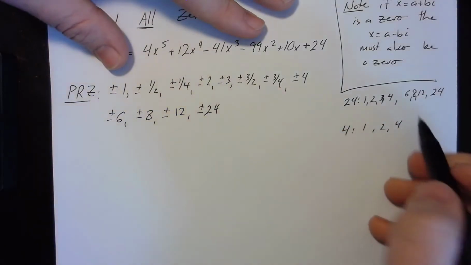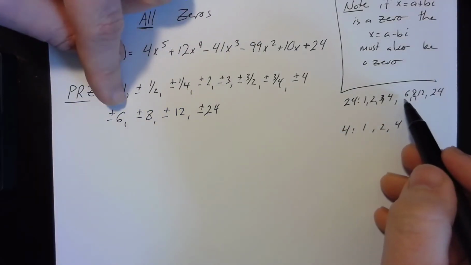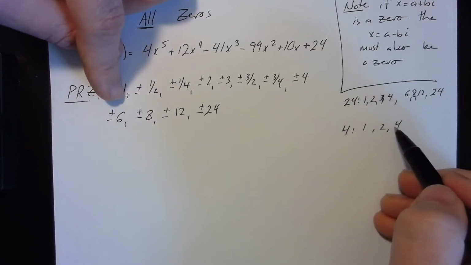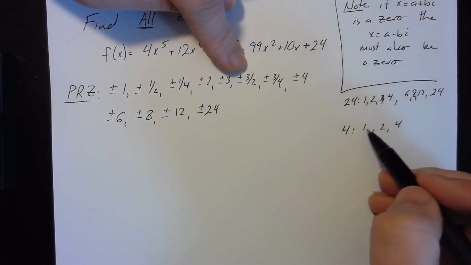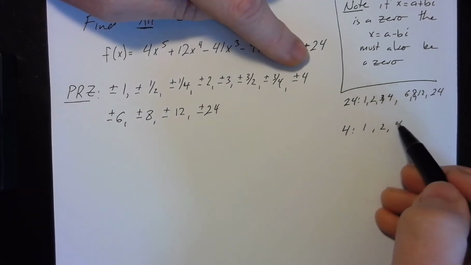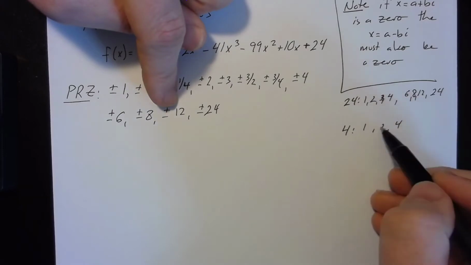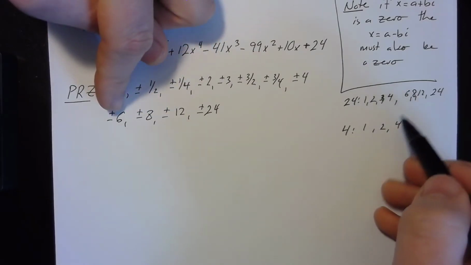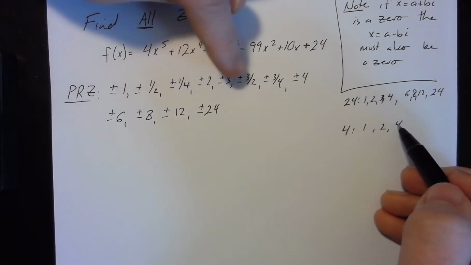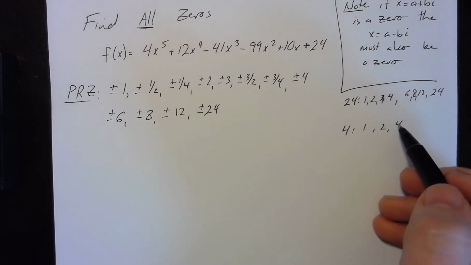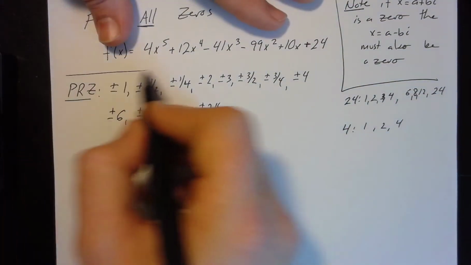Now, I believe 6, if I go through these, 6 over 2 is 3, 6 over 4 is 3/2, already have it. 8 over 2 is 4, already have it. 8 over 4 is 2, already have it. 12 over 1 is 12, I don't have that. 12 over 2 is 6, I already have that. 12 over 4 is going to be 3, and I already have that. And then 24 over 1, 24 over 2, 24 over 4 are values I already have. So this is my list of PRZs.